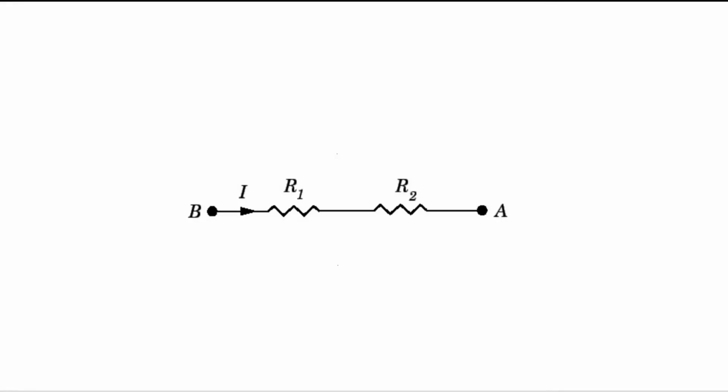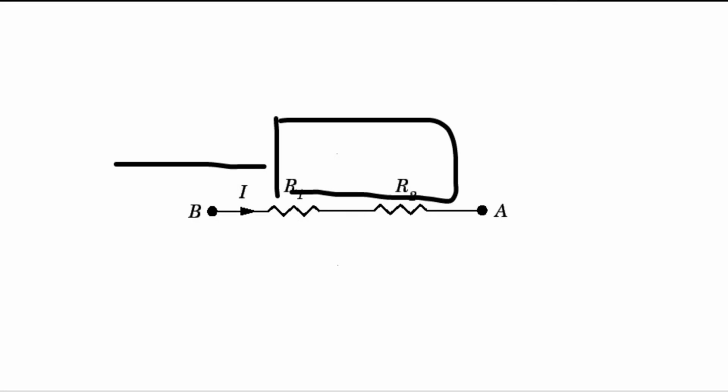Resistors in series and parallel. Now, what are resistors? Resistors are components in an electric circuit that oppose the flow of electric current. So resistors can either be represented like this or like this.